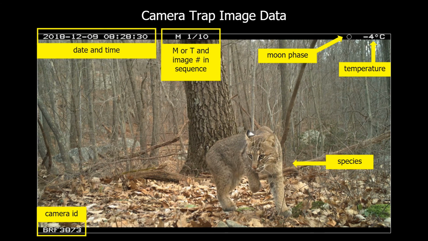And of course, we have the species. But don't forget, there might be more than one species in your photo, so look carefully. And lastly, although the location of where this photo was taken does not appear in the image, we have already recorded its coordinates into our field notebook using a GPS device or our smartphone when we deployed it in the field.